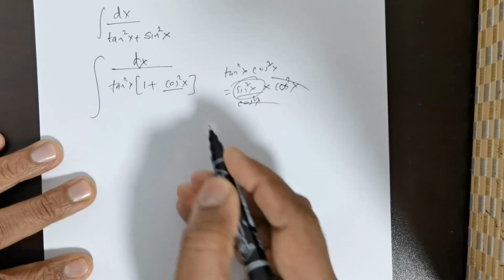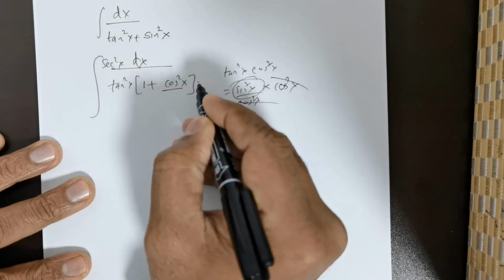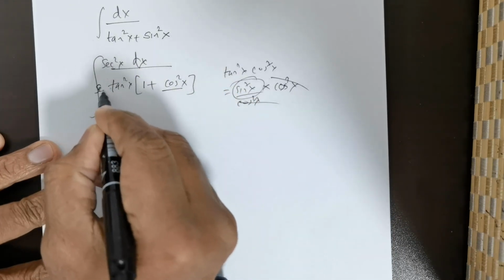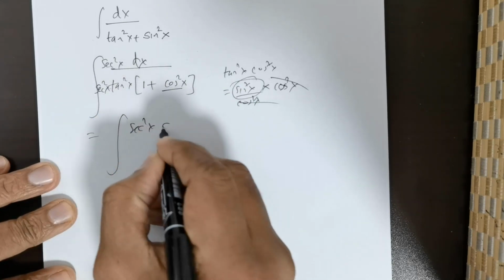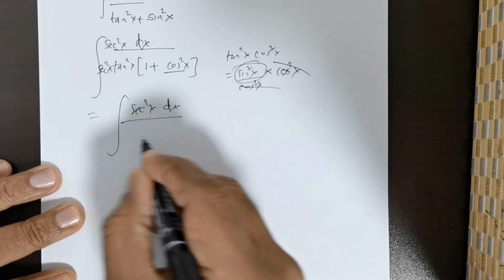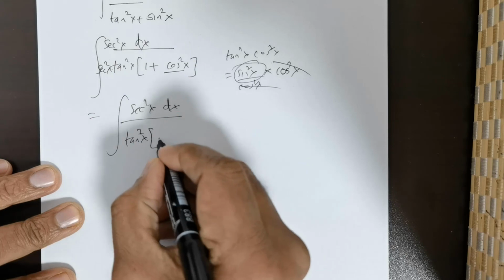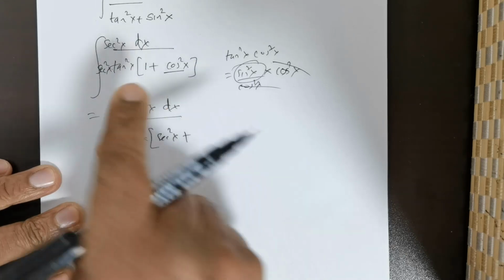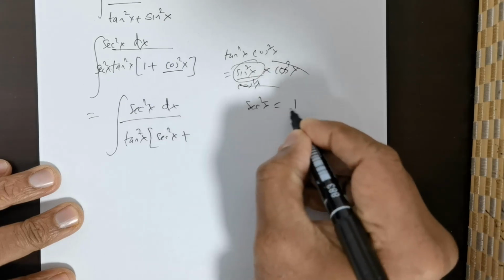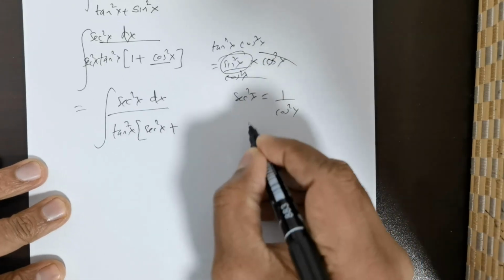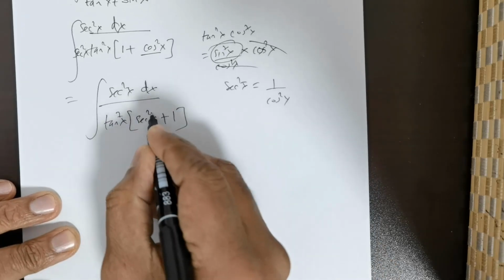So this is what we've got. Now I would like to multiply by secant squared x in the numerator and secant squared x in the denominator. So this is going to be the integral of secant squared x dx divided by, now I will keep tan squared x outside, then I will push in secant squared x. So this is going to be secant squared x plus secant squared x is coming inside. We know that secant squared x is 1 over cos squared x. So when you multiply with cos squared x, it vanishes. So this is what I've got.